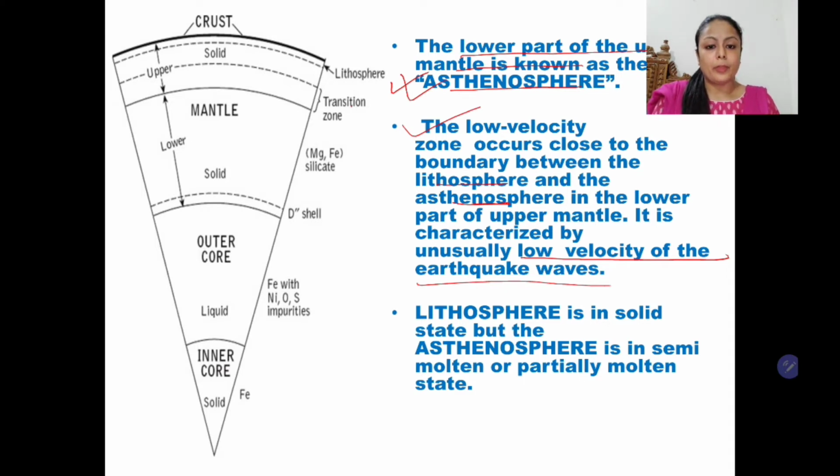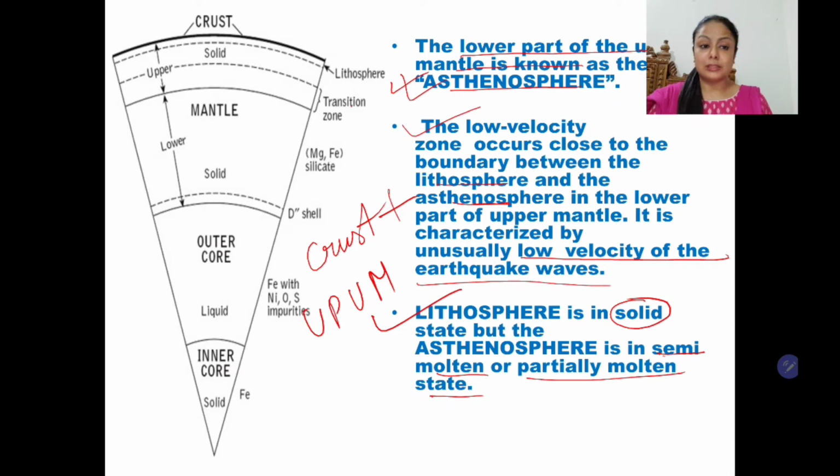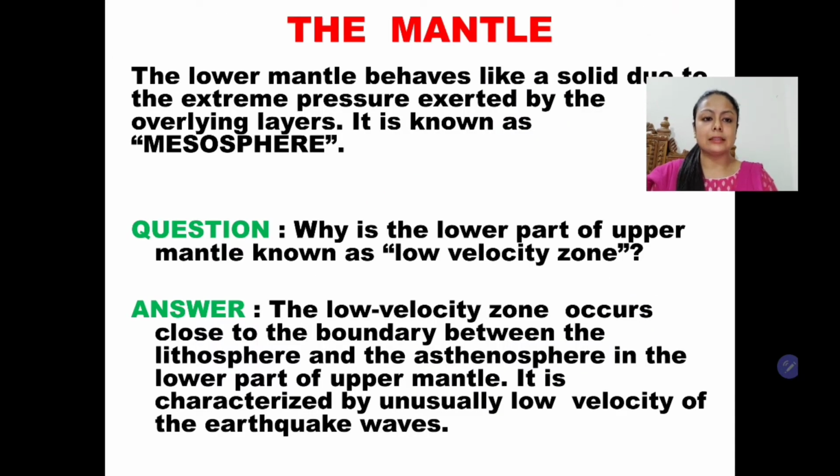Now the lithosphere is in solid state. Remember children, I told you just now, we have discussed so much. Lithosphere, which consists of crust and upper part of upper mantle, it is in solid state, whereas asthenosphere is in semi-molten or partially molten state. So therefore the lithosphere floats over the asthenosphere. So students, let's learn more.